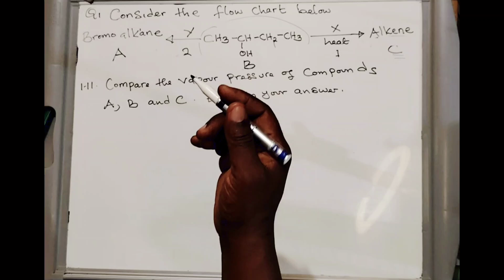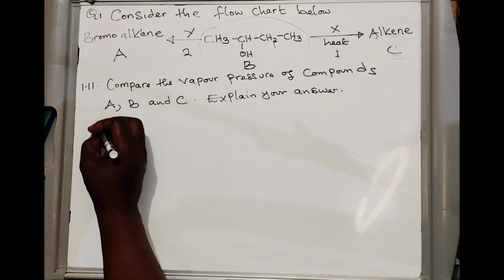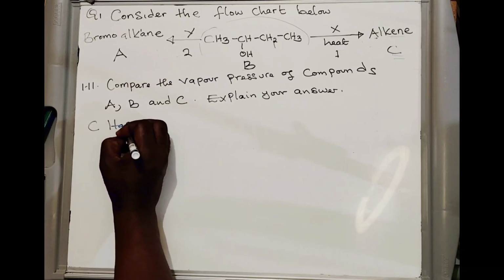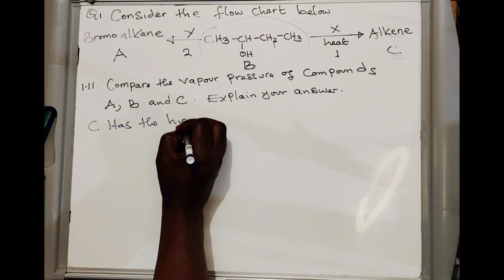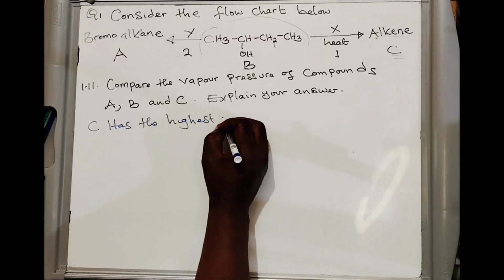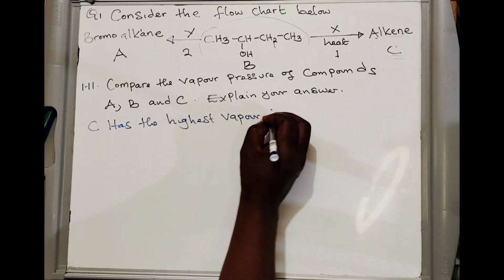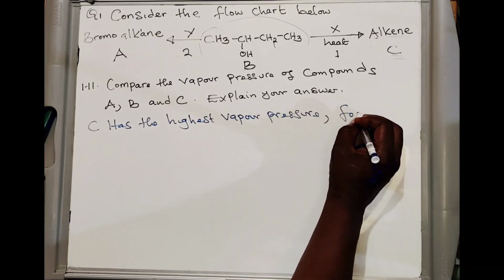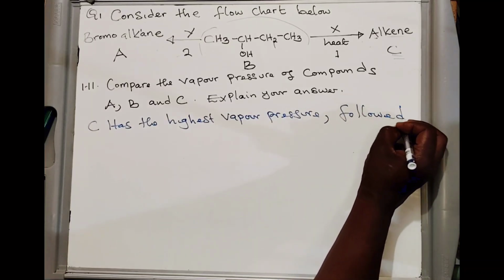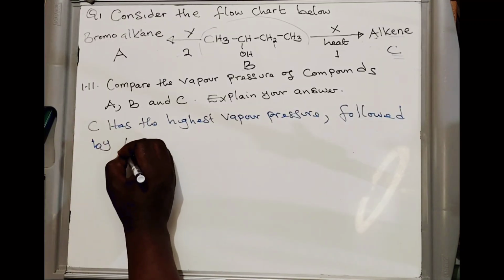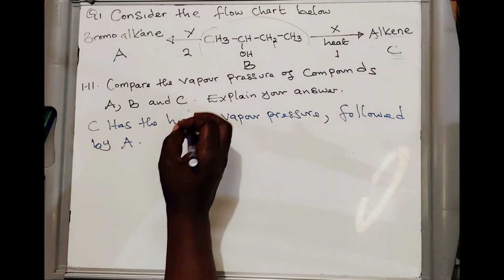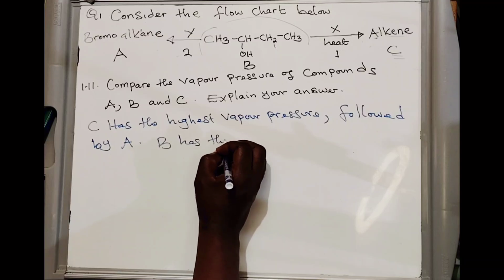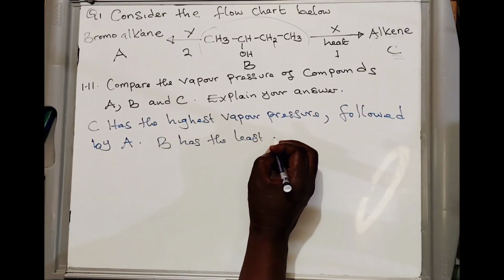So which one is having the highest vapor pressure? We're going to say C has the highest vapor pressure, followed by A, and B has the least or the smallest vapor pressure.